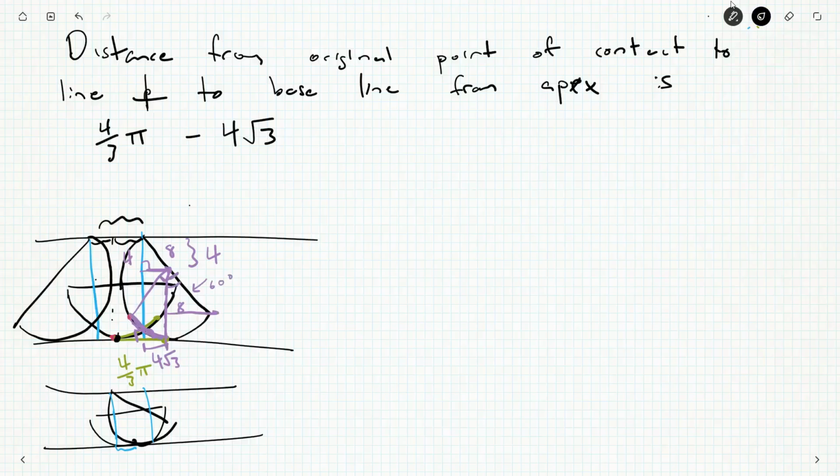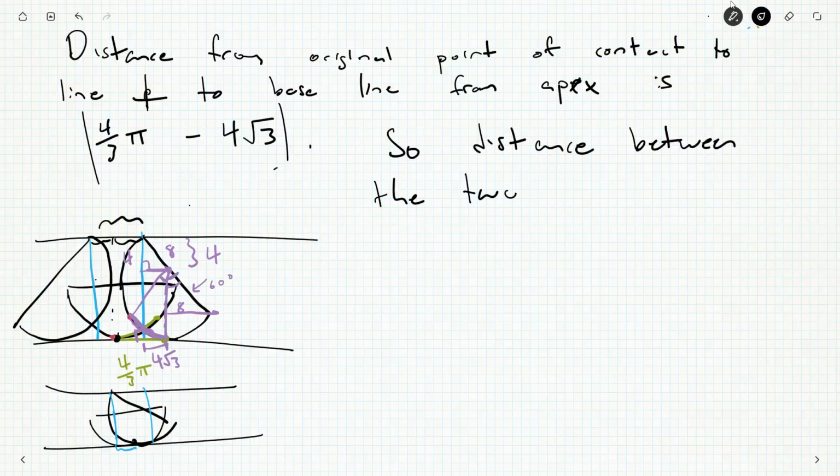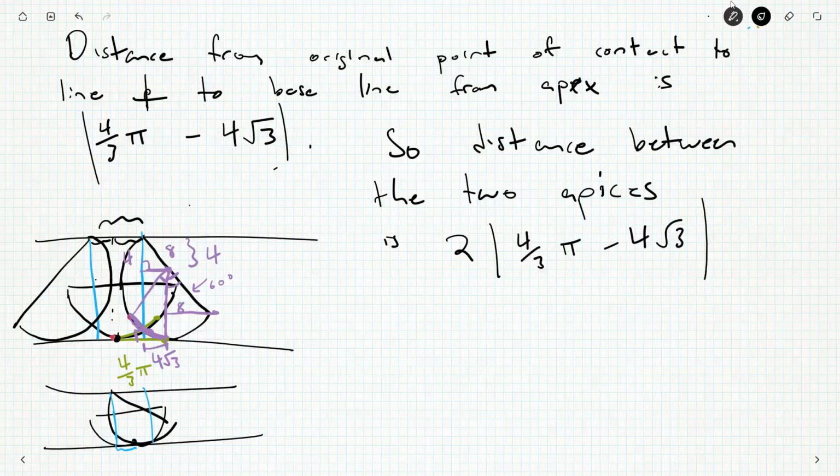So whatever this is, the distance, I guess I've got to absolute value it. So the distance between the two apexes, or apices, I believe is the proper term, is going to just be twice this distance. And this is where we brought our calculator.